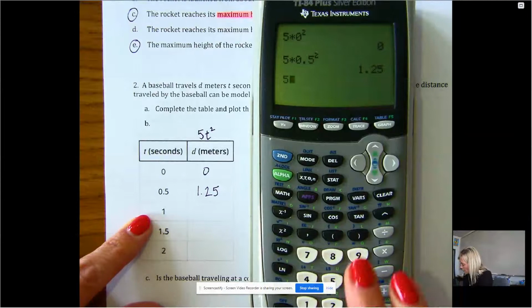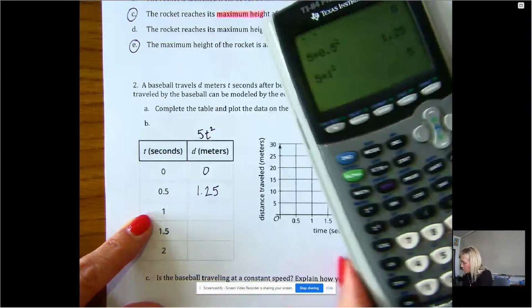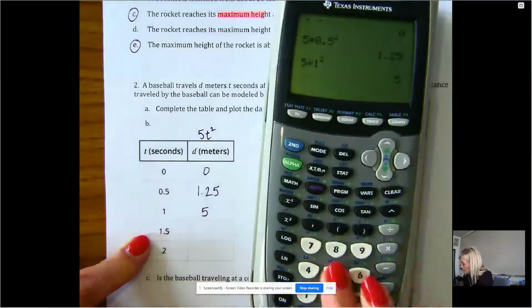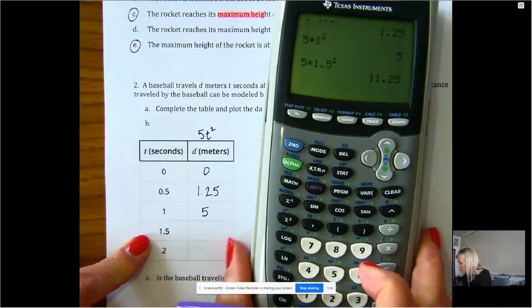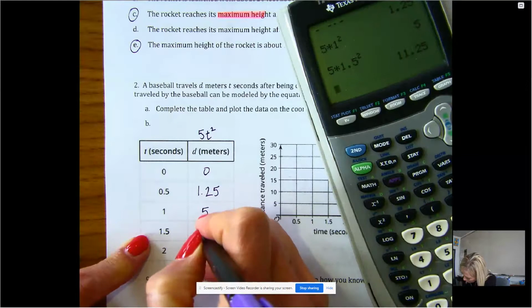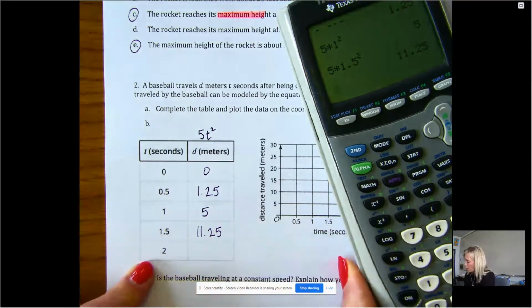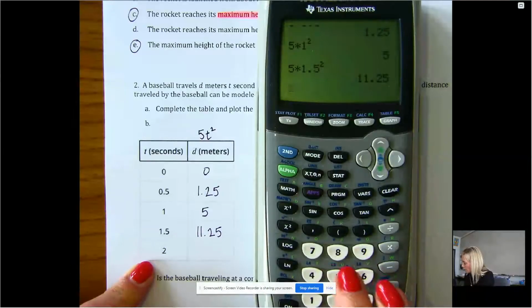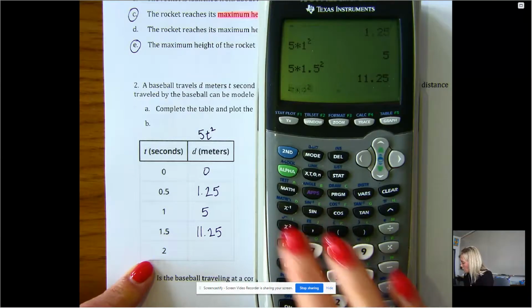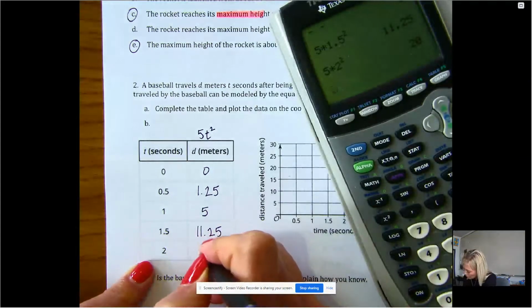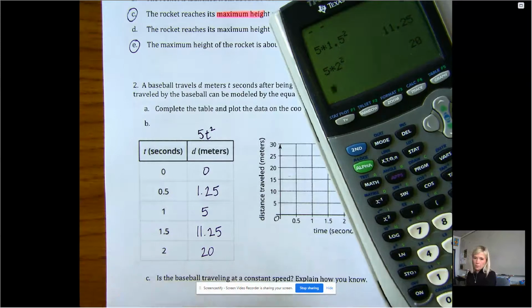And then 5 times 1 squared is 5. So after 1 second, it's dropped 5 meters. And then 5 times 1.5 squared is 11.25. So after 1.5 seconds, it's dropped 11.25 meters. And then finally, 5 times 2 squared is 20. And so after 2 seconds, it has dropped 20 meters.